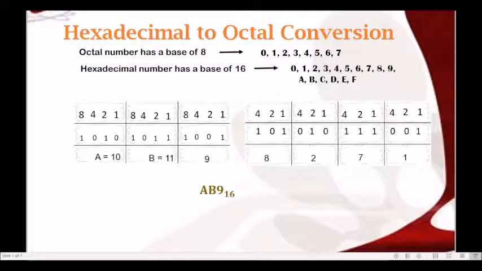So 5, 2, 7, 1 is now our equivalent octal number given this hexadecimal number. So AB9 to the base of 16 is now equivalent to 5271 to the base of 8.